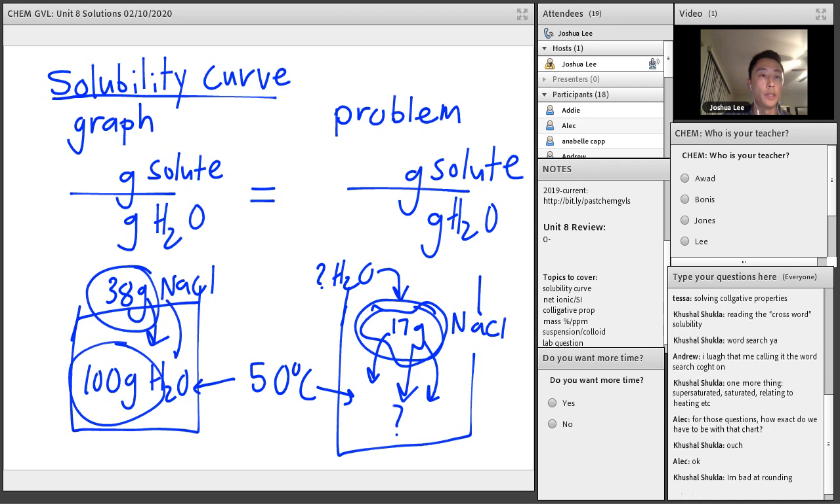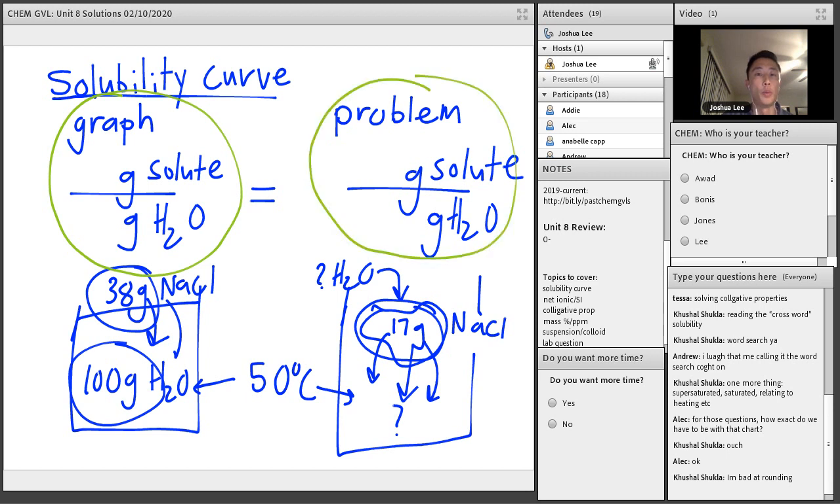So to do these problems, you're doing one proportion from the graph and one proportion from the problem. And luckily for us, this graph always dissolves things in 100 grams of water. So your fraction will always be set up with grams of solute over grams of water, but from the graph, it's always going to be 100 grams of water. When I say graph, I mean you're going to figure out where to go on this graph, find that number, then write it on the graph side. Then from the problem, you do a problem.